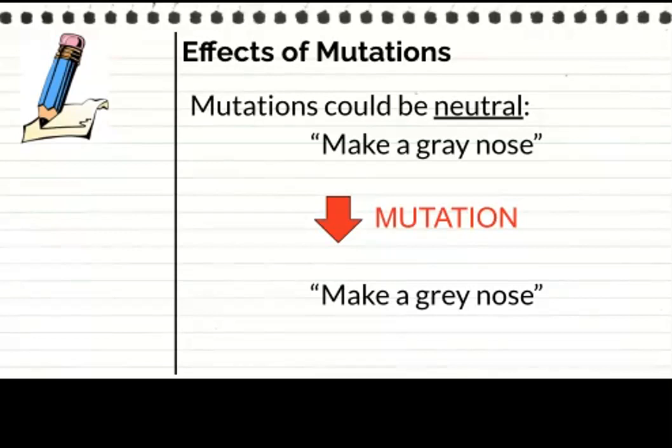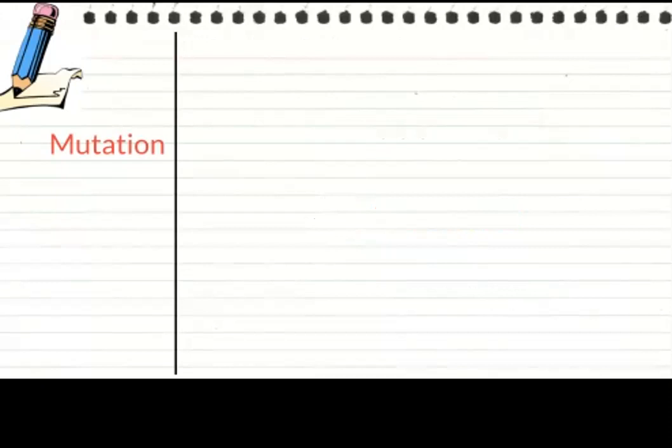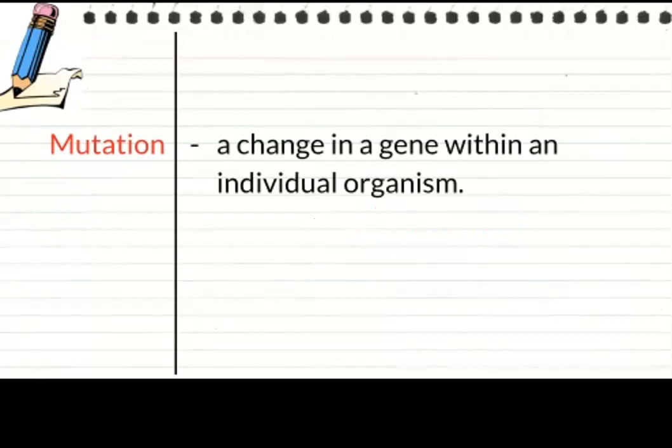Now, okay, British, whatever. And so we have here a mutation. So we want to definitely have this definition in our notes, right? A mutation is going to be a change in a gene or a change in the DNA of an organism, right? But we're specifically talking about DNA that codes for a trait. Remember, that's the difference between genes and DNA: genes code for a specific trait. So if you have a change within that gene, that's a mutation.